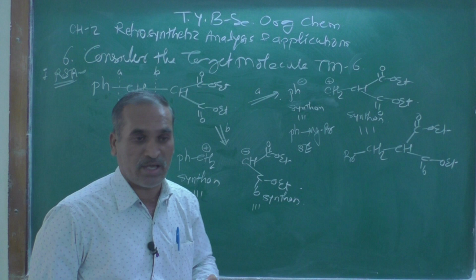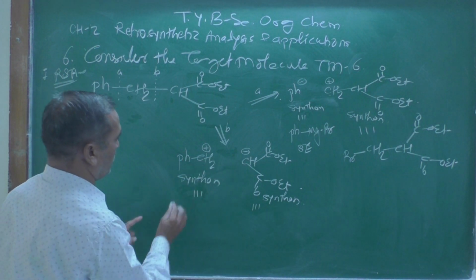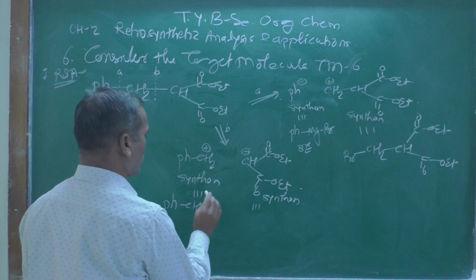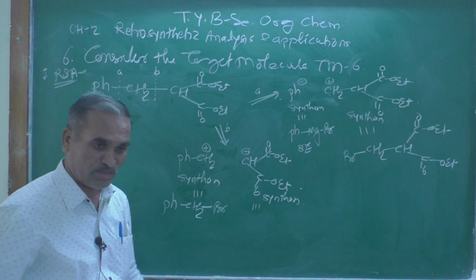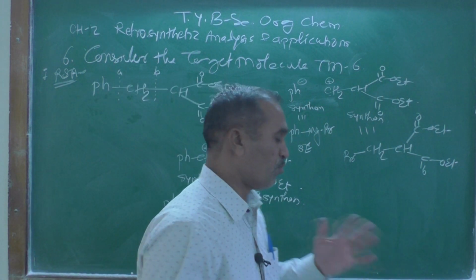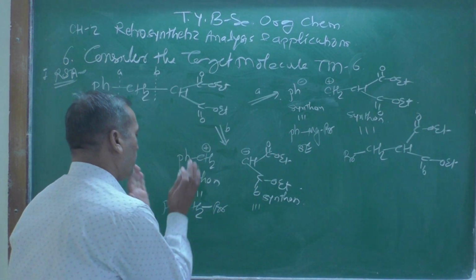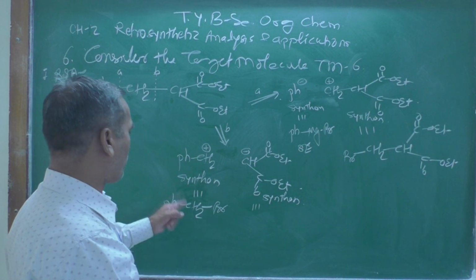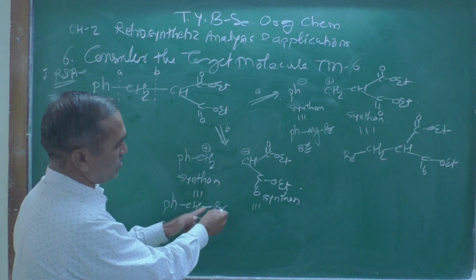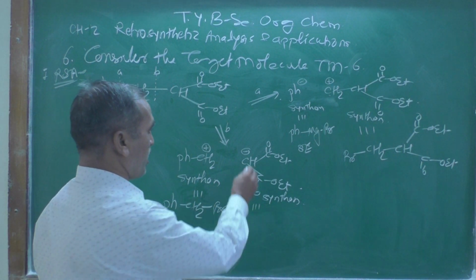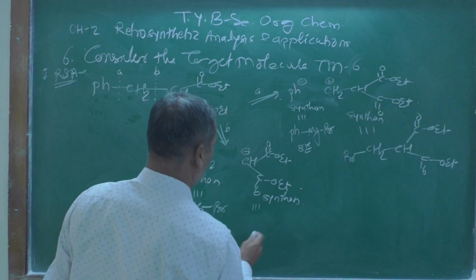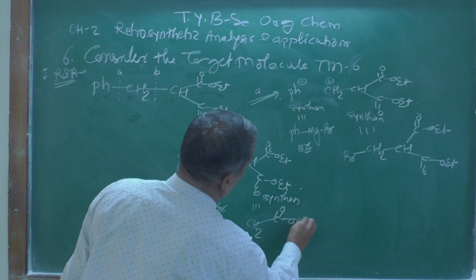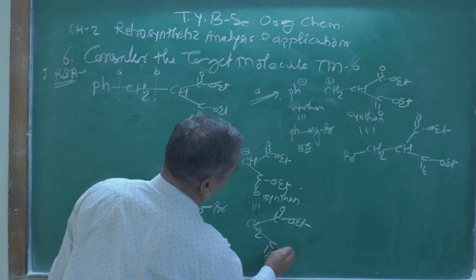I must connect here a halide group, PhCH2X. Let us see, here I am connecting a Br. Br is a more electronegative atom, maintaining the electrophilic nature of this carbon atom. Positive charge, then negative charge over here. And now which atom should I bring here? I should bring CH2, then C double bond O, OEt, then C double bond O, OEt.